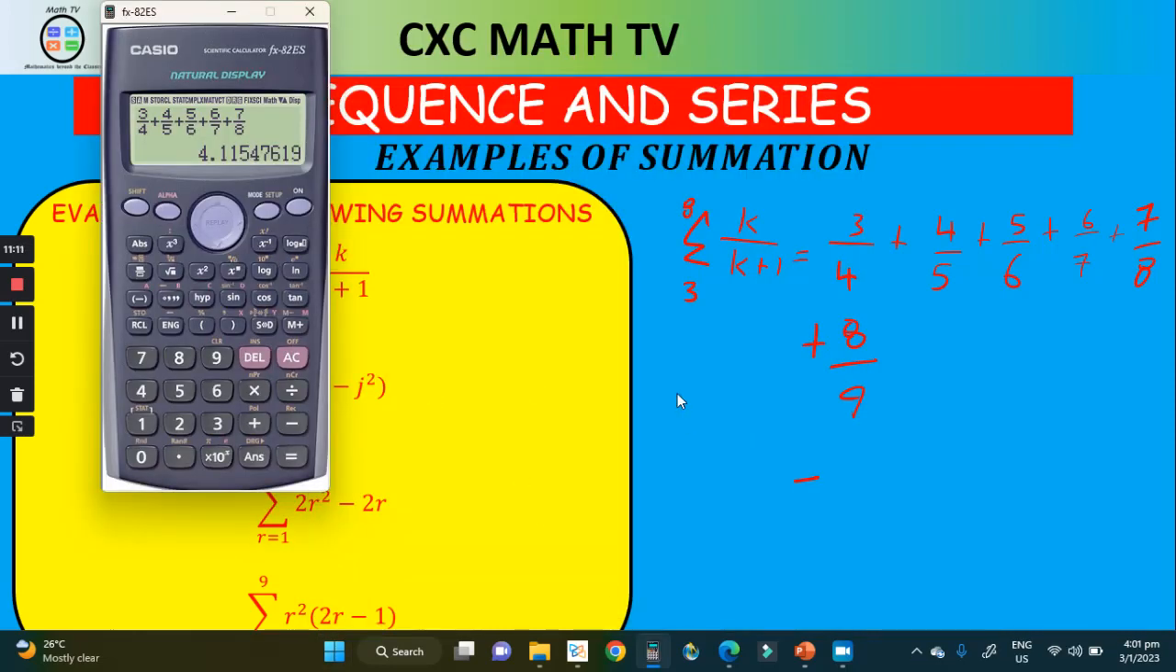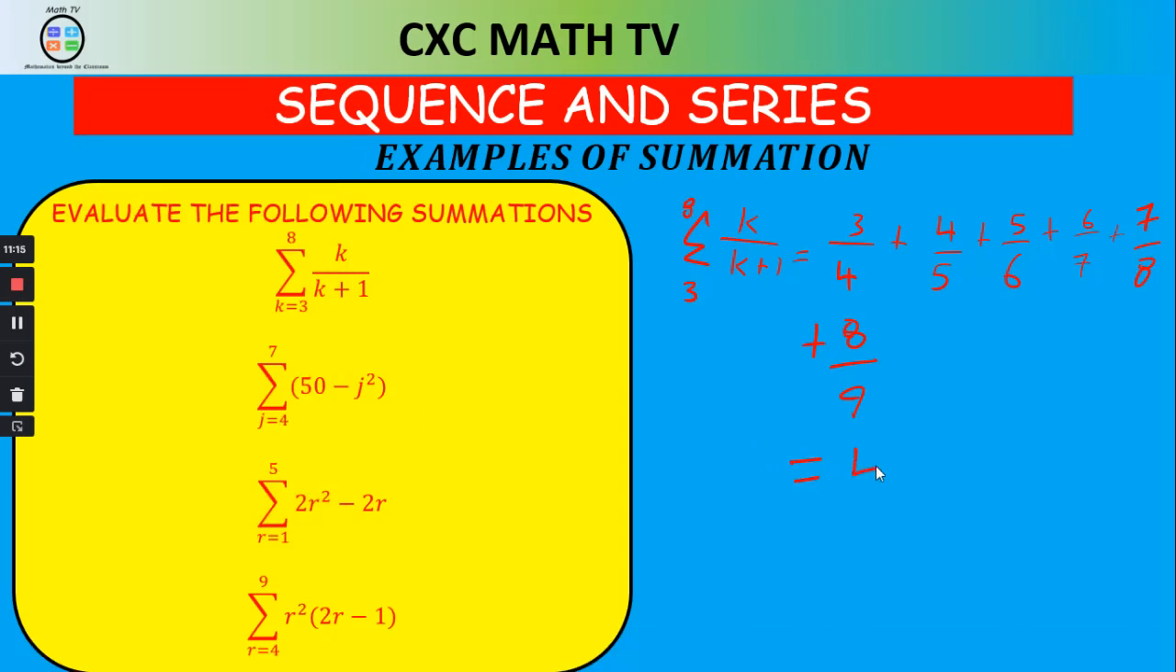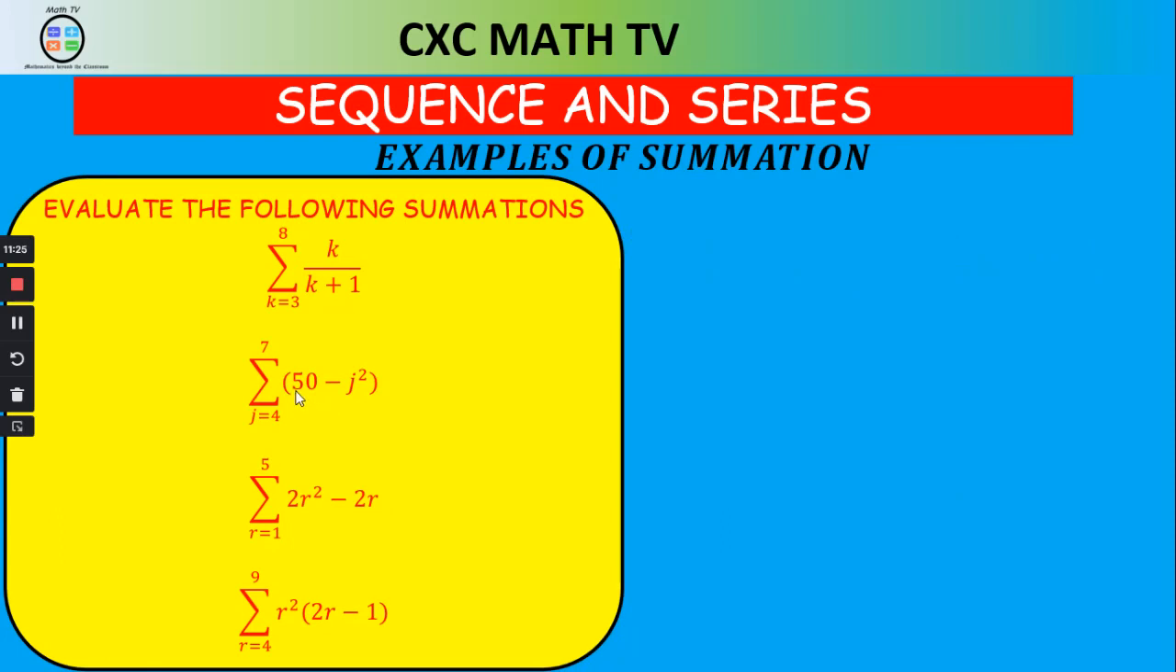Oh, and we got 4.115, right? 4.115. Now, the next one we need to add. Plug in from 4 to 7.